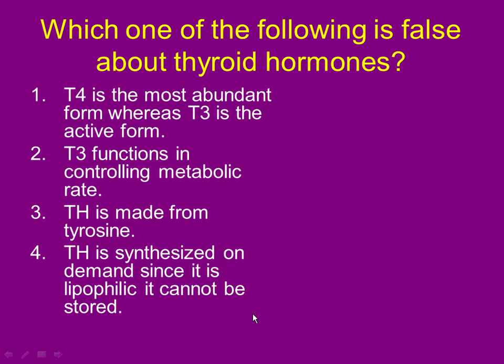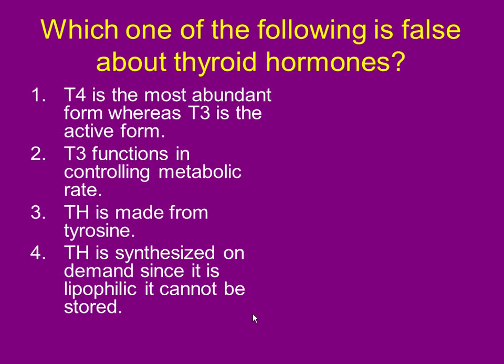Okay, so which one of the following is false about thyroid hormone? Which is false about thyroid hormone? Did we already do this question? No. Oh, I feel like we already did. So how about number one? True or false? T4 is the most abundant, but T3 is the most active. That one's true, so we can get rid of that one. We're looking for a false statement.